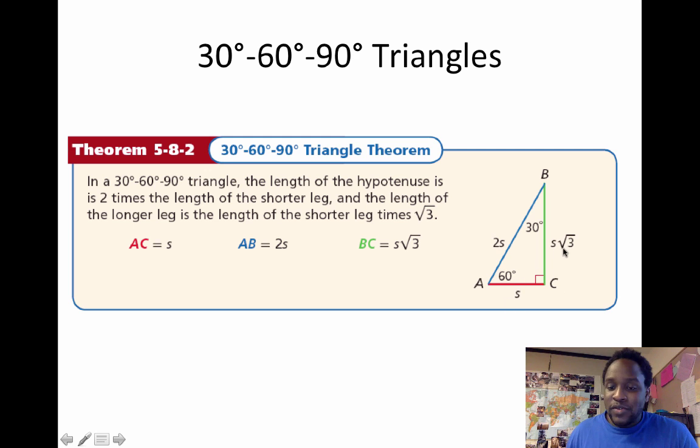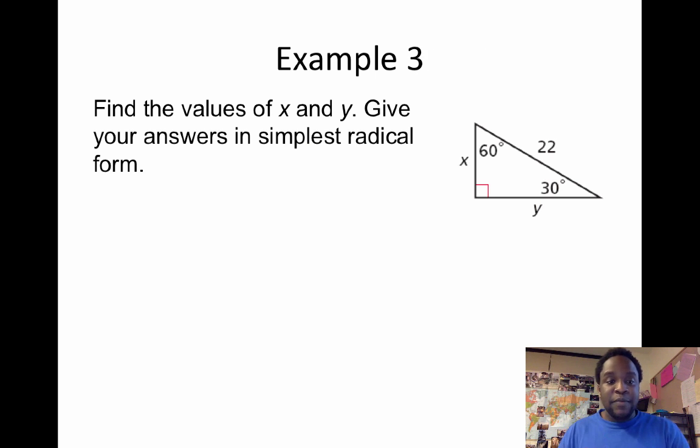So S, S radical 3, 2S. If it helps you to remember to do 1, 2, 3, you can do 1S, 2S, S radical 3, even though S radical 3 is smaller than 2S. So let's do some examples.